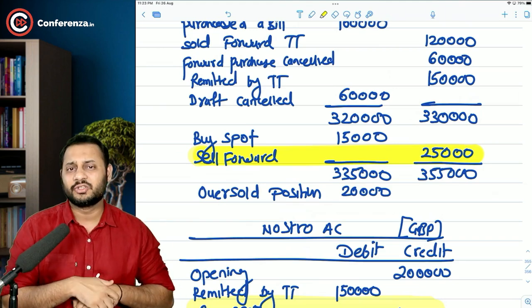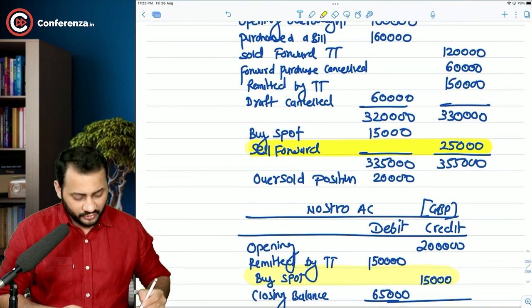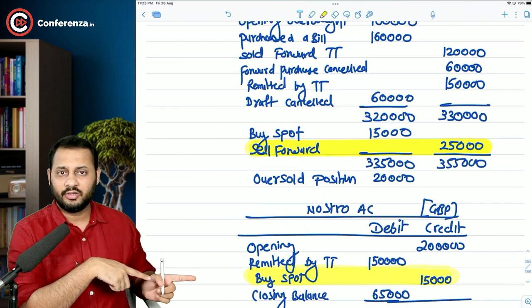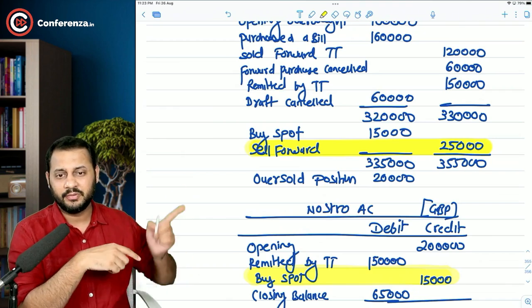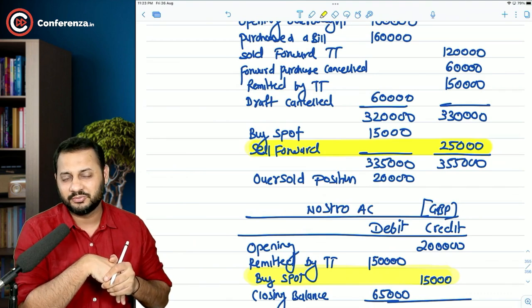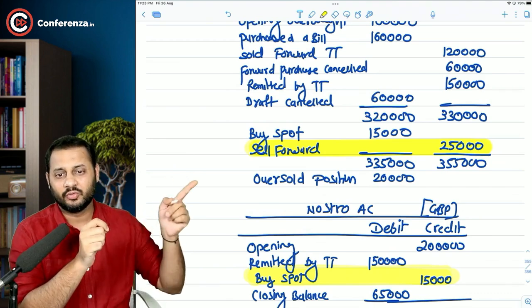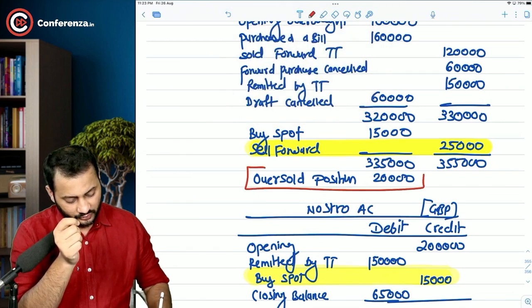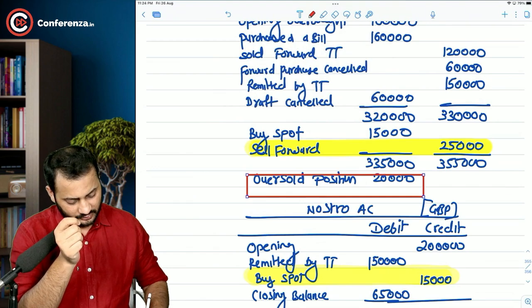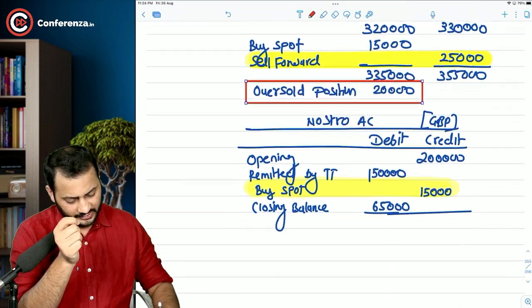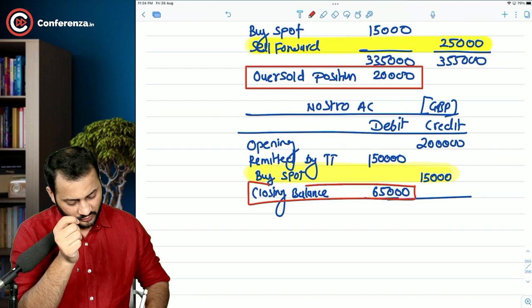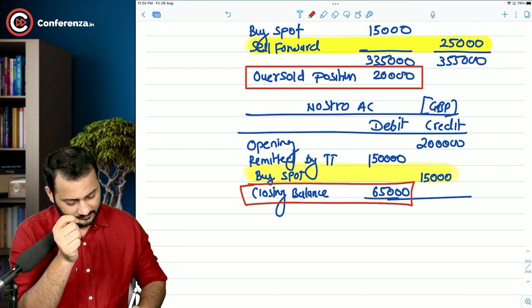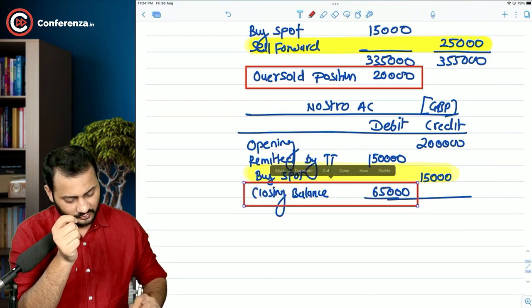What is the answer to this question, sir? The answer to this question is only two statements: buy spot 15,000 GBP, sell forward 25,000 GBP, because only then the total balance in the statement and in the Nostro account will be according to what the question is asking. Got it? Let's have a look.